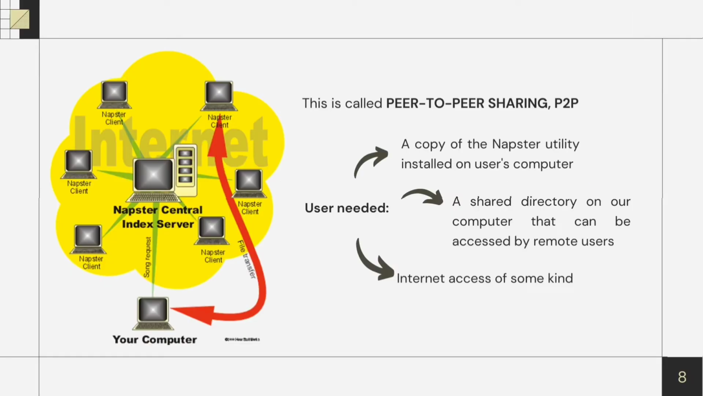So, how does it work? This is called peer-to-peer sharing, P2P. Let's look at the diagram on the left. Firstly, the user needs a copy of the Napster utility installed on their computer, and then a shared directory on the computer that can be accessed by remote users, and lastly, internet access of some kind.